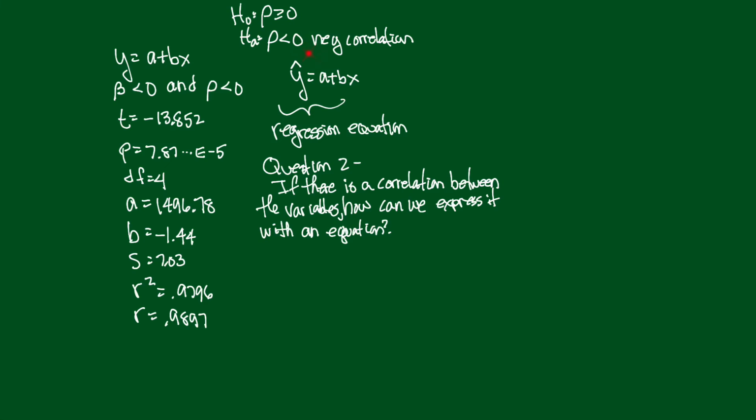Then the second question comes up is this: if there is a correlation between the variables, how can we express it mathematically? How can we write an equation that predicts one from the other? So do you remember back in algebra, you had this? We all remember this one. Y equals mx plus b, where this is the slope of the line and this is the y-intercept.